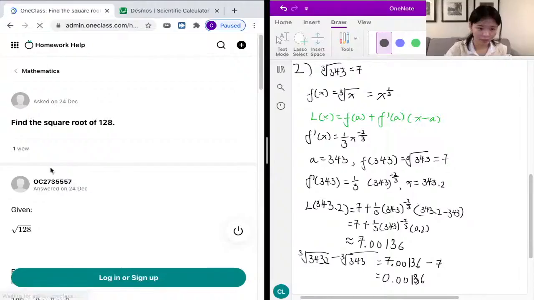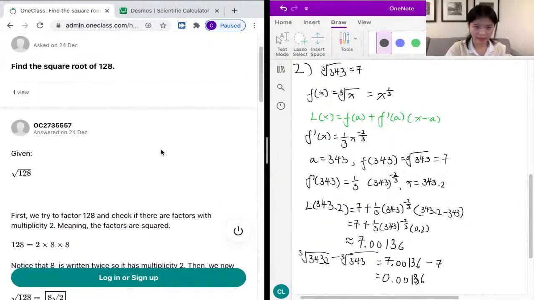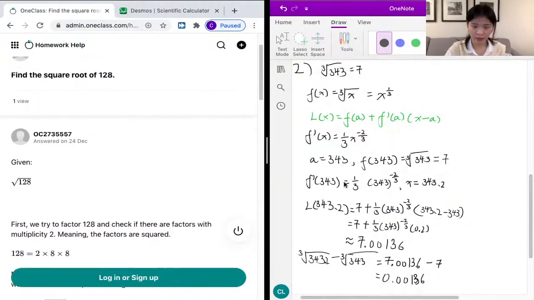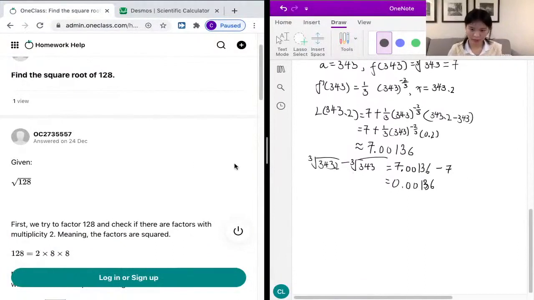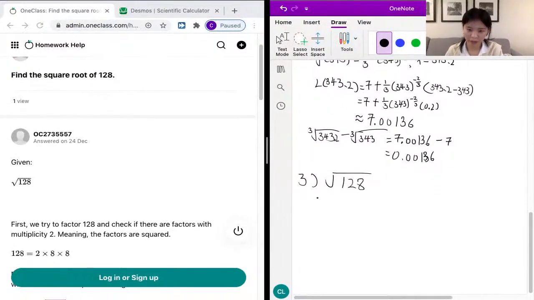Okay, our third problem is actually an easier one. It's asking us to find the square root of 128. So let's just do that. Our problem number 3 is asking us to find the square root of 128. So how do we find the square root of 128?